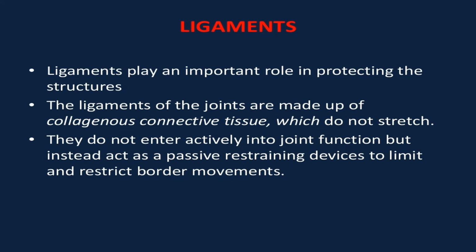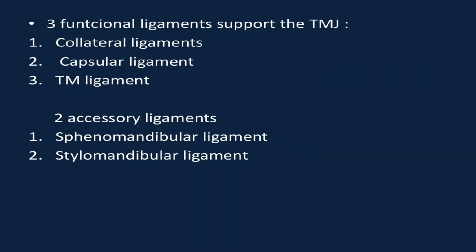Ligaments. Ligaments play an important role in protecting the structures. The ligaments of the joints are made up of collagenous connective tissue, which does not stretch. They do not enter actively into joint function but instead act as passive restraining devices to limit and restrict border movements.